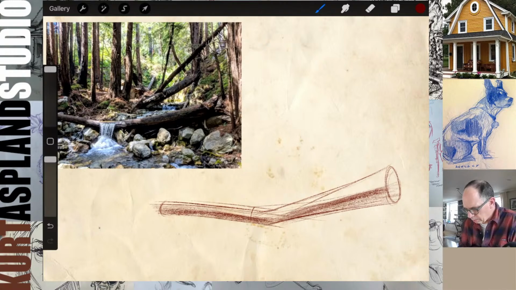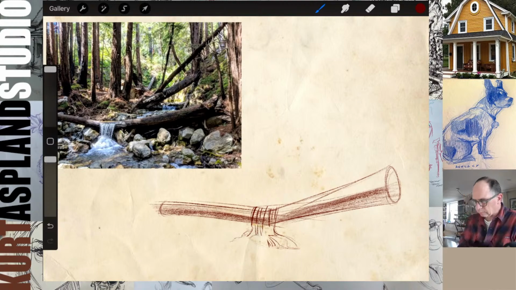And as far as this water goes, I'm going to just use surface lines to indicate that water bubbling over. And to make that water pop, really, I want to make sure I really darken the area around it.